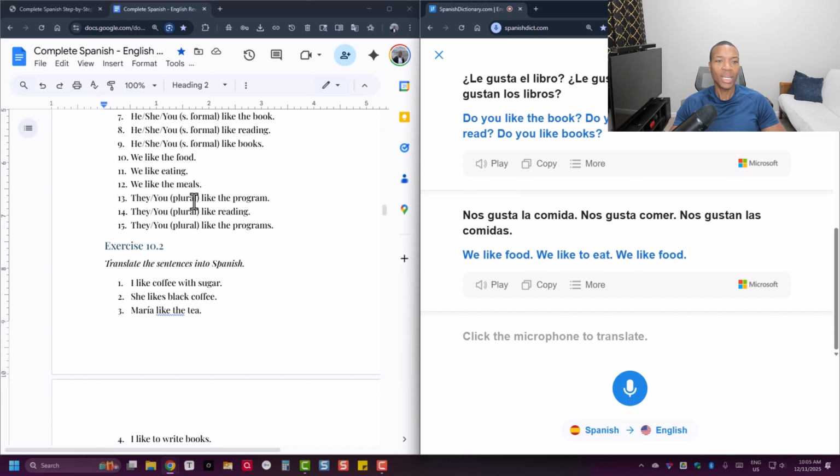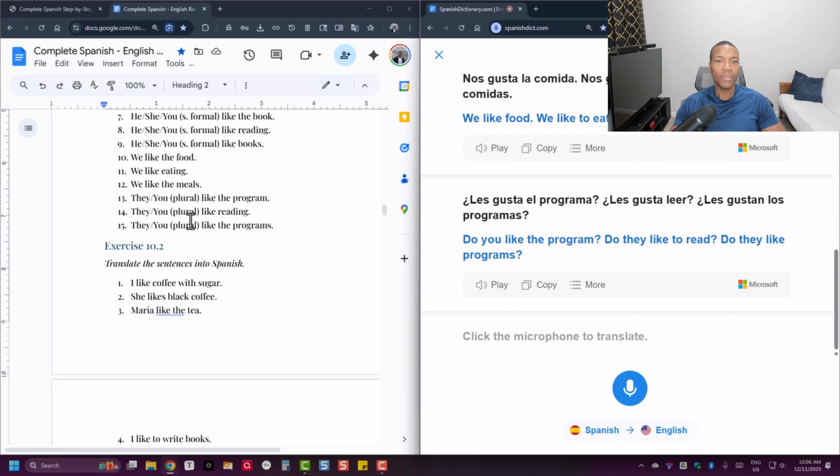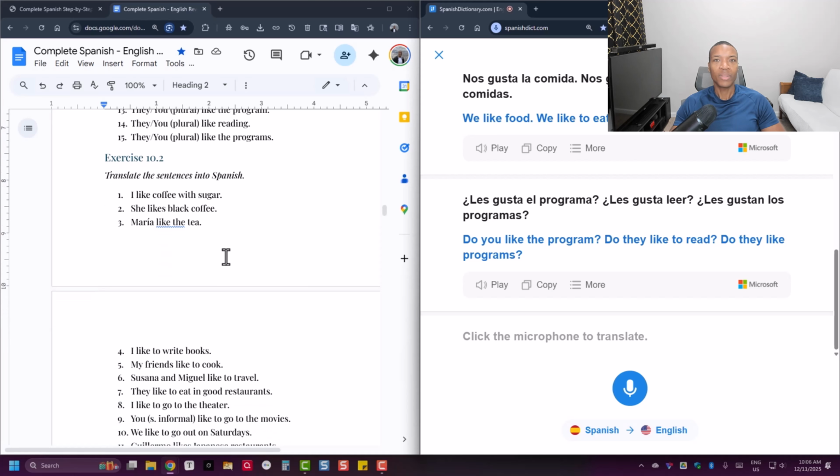13, 14, 15. They like the program. They like reading. They like the programs. Les gusta el programa. Les gusta leer. Les gustan los programas. Do you like the program? Do they like to read? Do they like programs? All right. So technically there should have been a él le gusta, a mí me gusta, but it doesn't have to be. That's for emphasis.